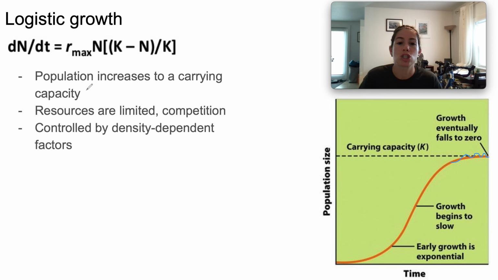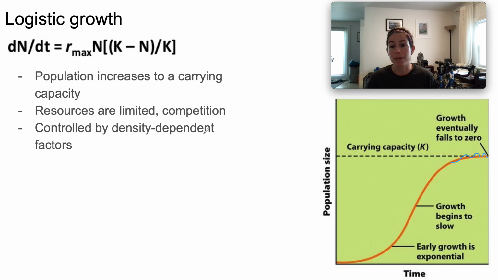So resources are limited, which keeps your population in check. Or there's a lot of competition or a lot of predation. Something is keeping your population at this carrying capacity. So you can increase in size seemingly exponentially at early growth until you reach this carrying capacity, until one of your density-dependent factors start keeping your population in check. Density-dependent factors increase their intensity with increasing density.